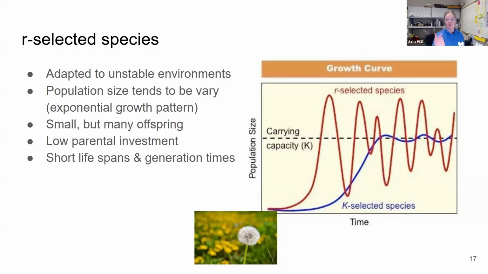These species tend to be small, have frequent reproduction events, and/or produce a lot of offspring all at once. And the trade-off is that those offspring are on their own, right? Low parental investment for our r-selected species. We tend to think of these as weeds or pests. And so our dandelions, as shown here, are an example of those.